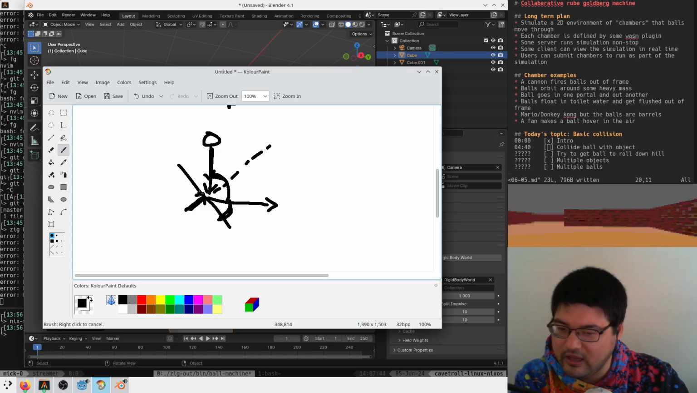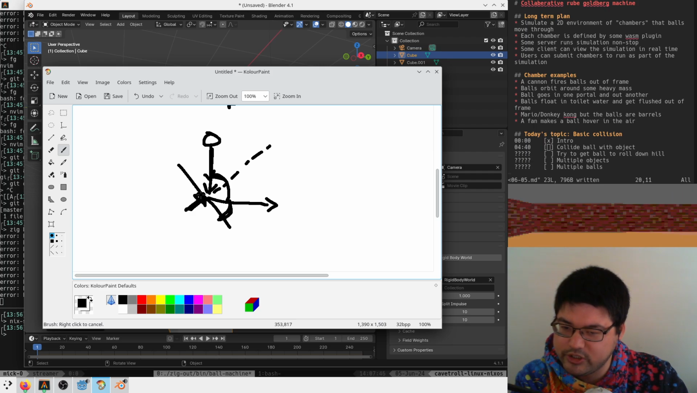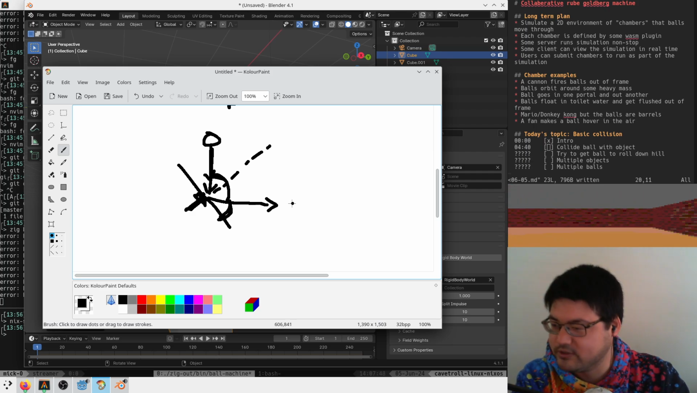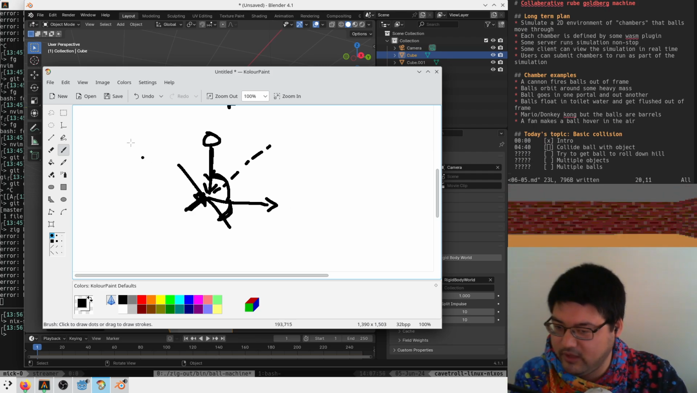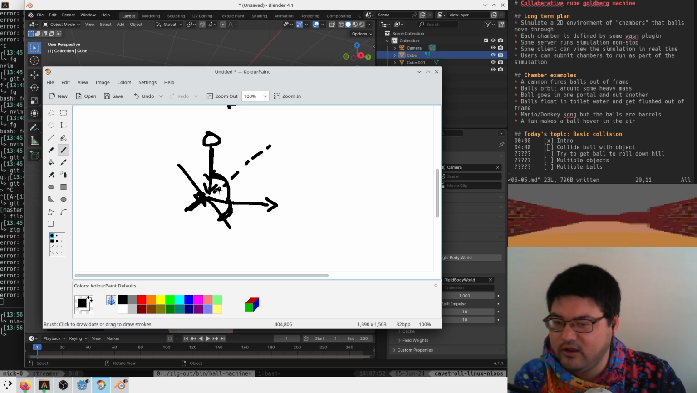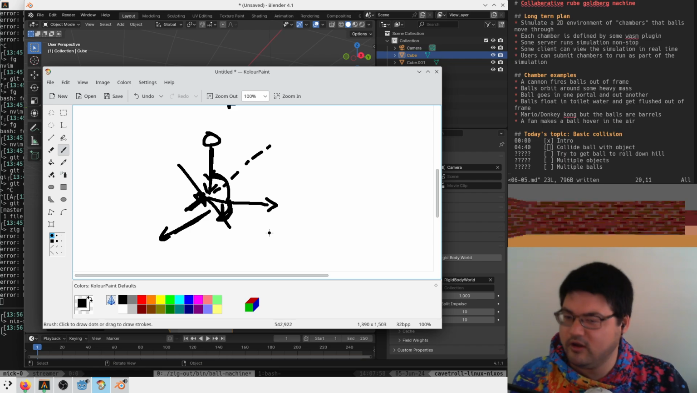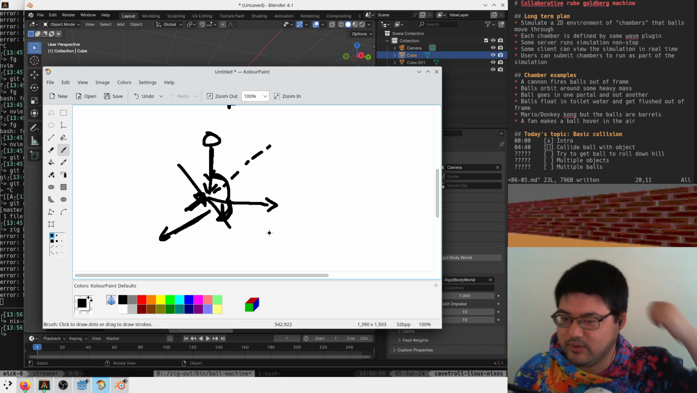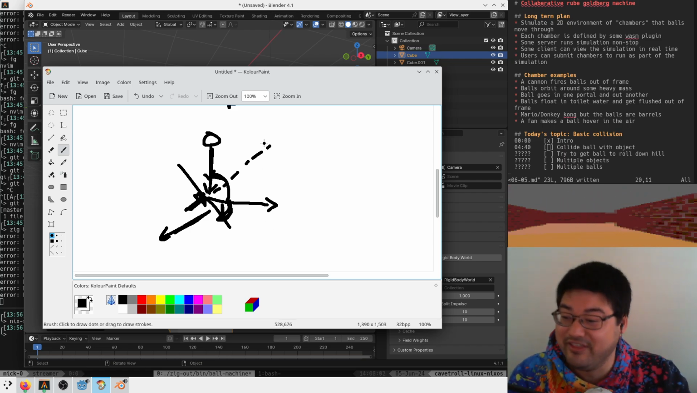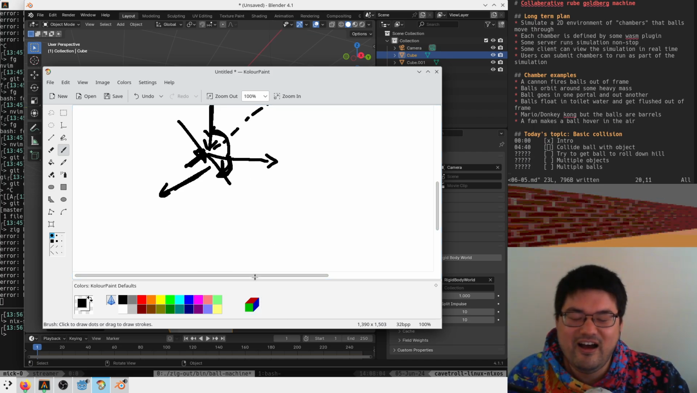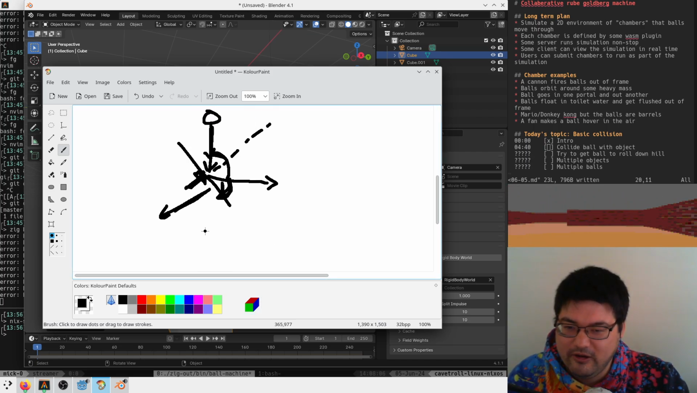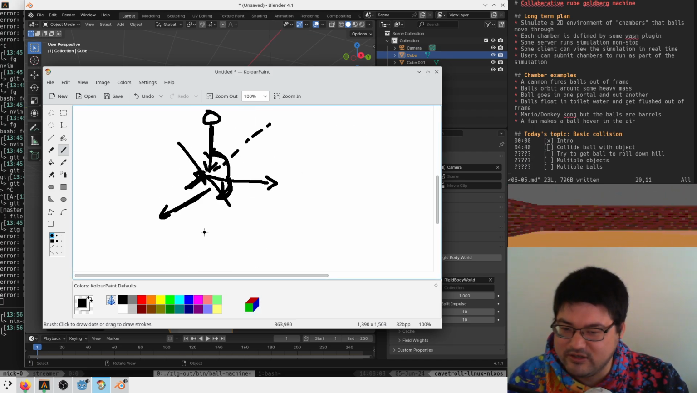Because if the wall can only push in this direction because there's no friction, it can't move it sideways, then the loss of energy has to be in this direction. So that means that this angle would have to shrink. That's my guess. But what do I know? I know nothing. So, let's start by assuming perfectly elastic and no friction.